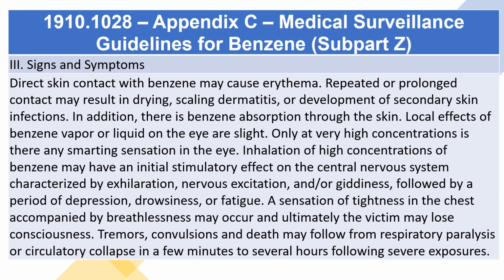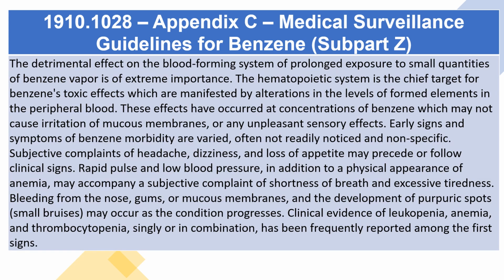severe exposures. The detrimental effect on the blood-forming system of prolonged exposure to small quantities of benzene vapor is of extreme importance. The hematopoietic system is the chief target for benzene's toxic effects, which are manifested by alterations in the levels of formed elements in the peripheral blood. These effects have occurred at concentrations of benzene which may not cause irritation of mucous membranes or any unpleasant sensory effects. Early signs and symptoms of benzene morbidity are varied, often not readily noticed and nonspecific.